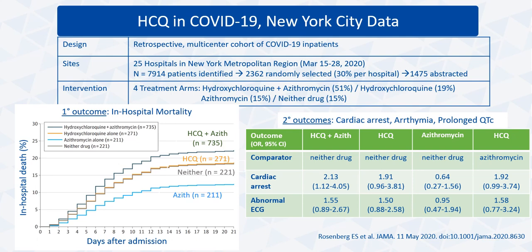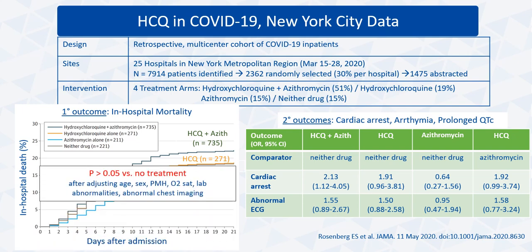This was followed by patients who received hydroxychloroquine as monotherapy, as well as patients who received neither therapy. Those two lines look basically superimposed on this chart. And then finally, the patients who received azithromycin alone had the lowest rate of in-hospital death. Now, when these results were adjusted for age, sex, past medical history, oxygen saturation, lab abnormalities, and chest imaging, this was found to not be a statistically significant difference.